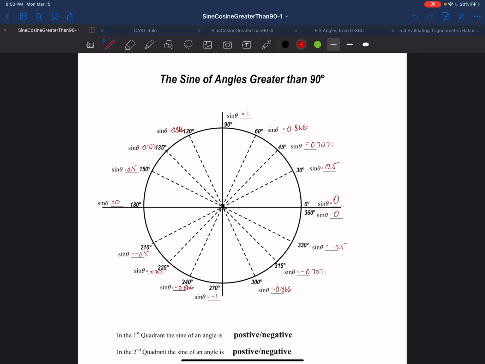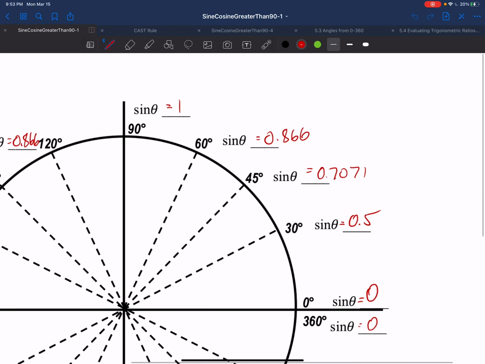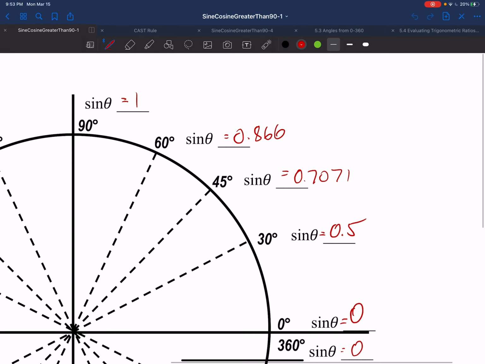Right, so we're going to talk about the ratios of sine, cosine, and tan from 0 all the way to 360. I've already filled these in. If we type into your calculator the sine of 0 degrees, you get 0. Sine of 30, 45, 60, 90: I've filled these values in.